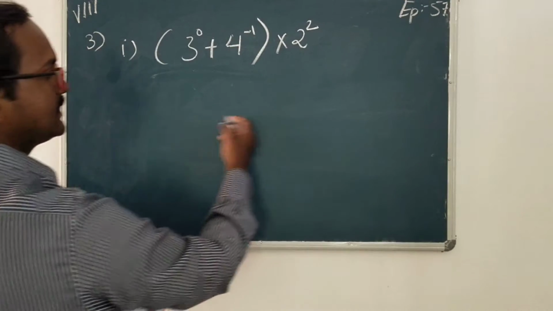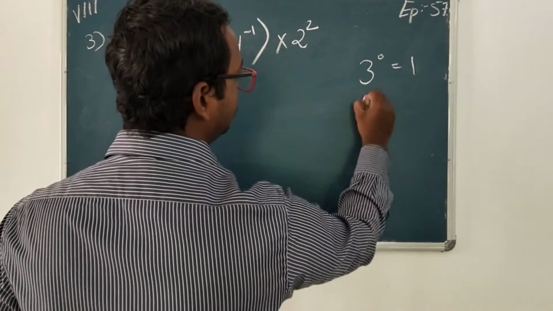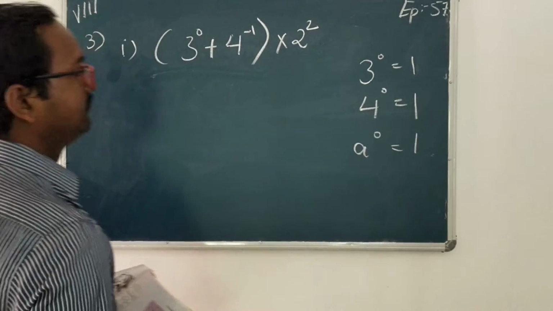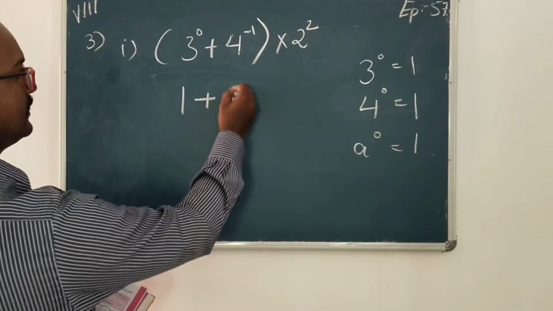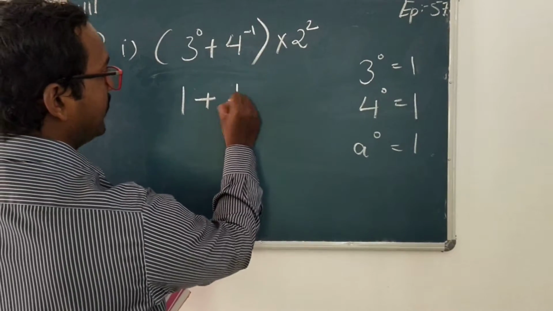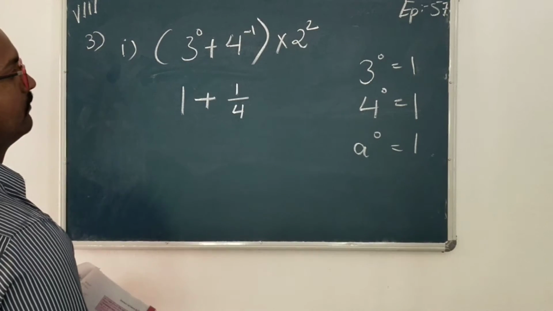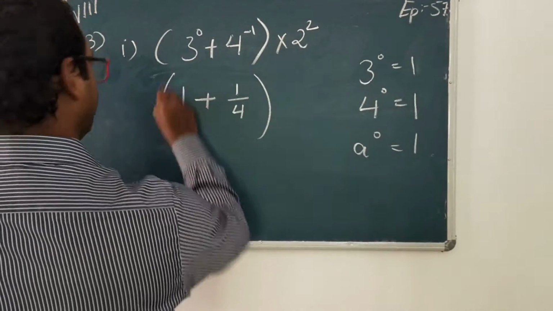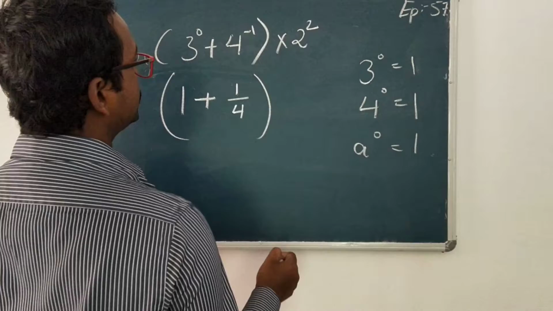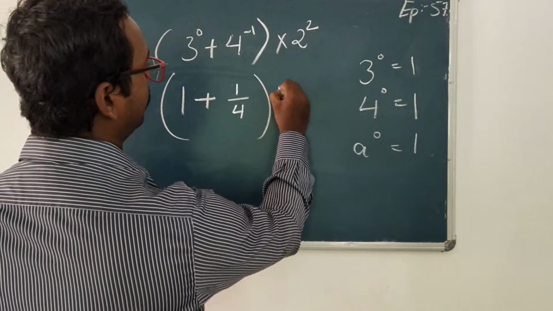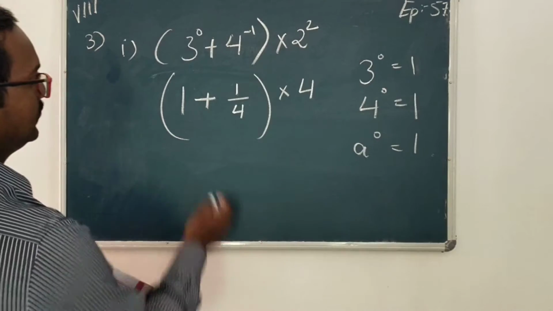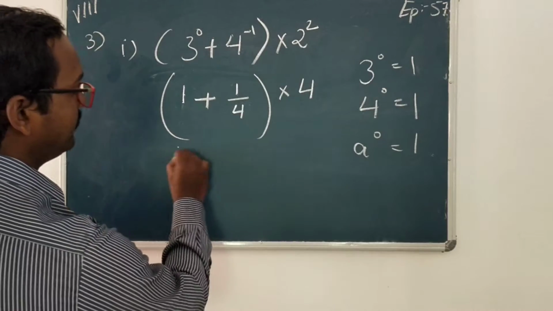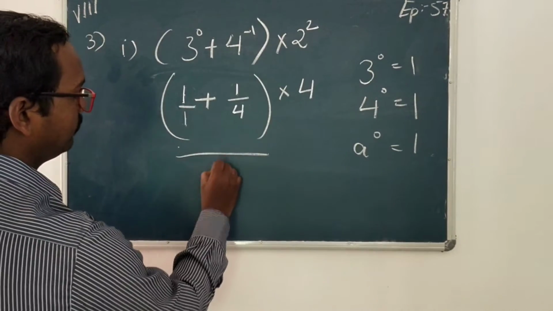3 power 0 is 1. 4 power 0 is 1. Any number to the power 0 is always equal to 1. So 3 power 0 is 1, plus 4 power minus 1 is 1 by 4, multiplied by 2 power 2. So 2 power 2 is 4. Here we have to take the LCM. When we take the LCM, we will get 4.